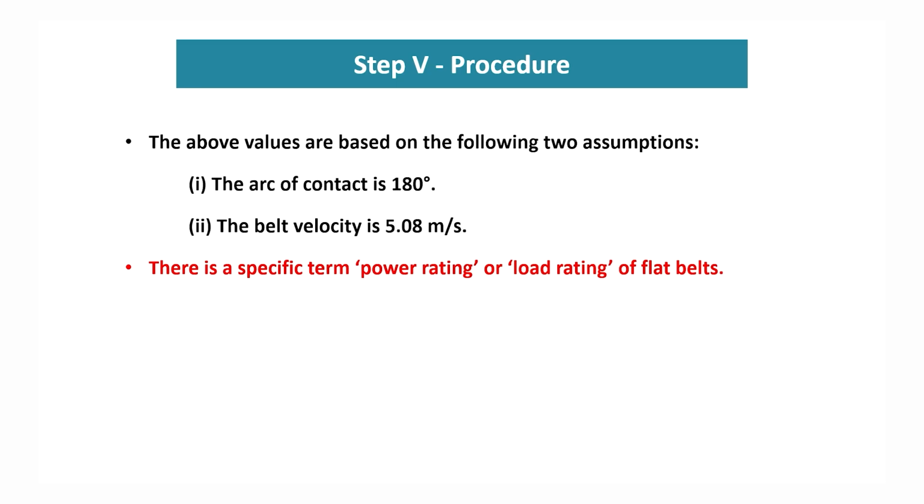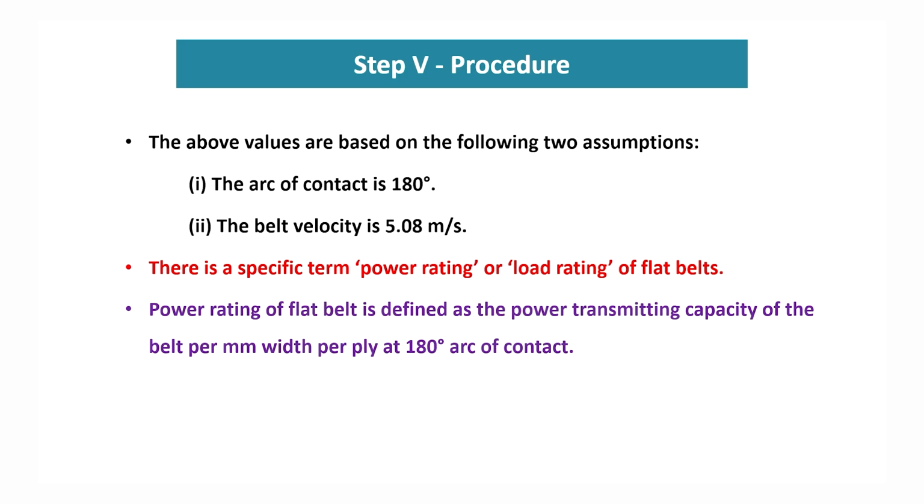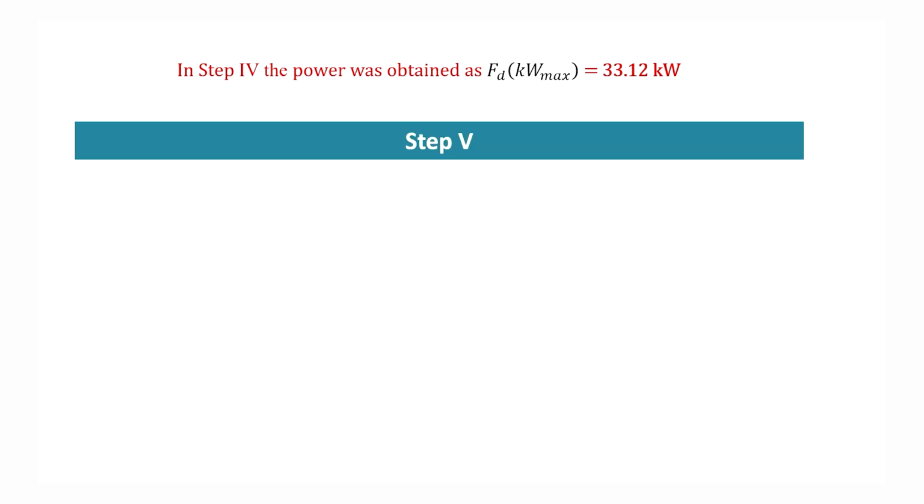There is a specific term, power rating or load rating of flat belts. The power rating of flat belt is defined as the power transmitting capacity of the belt per mm width per ply at 180 arc of contact. So in the previous step, we have obtained the power transmitting capacity as 33.12 by multiplying the maximum power capacity by FD, which is the arc correction factor.